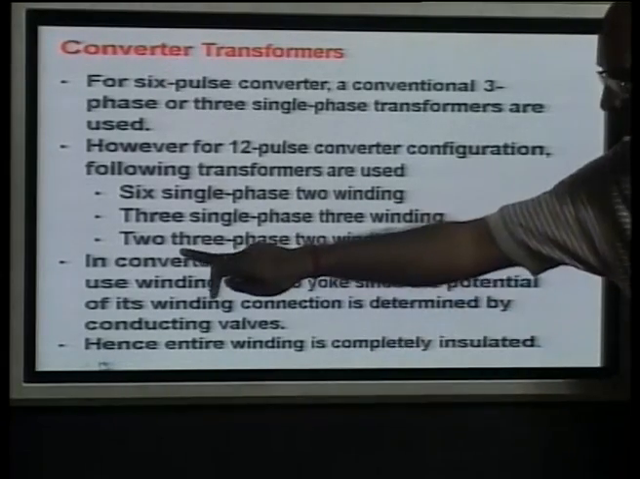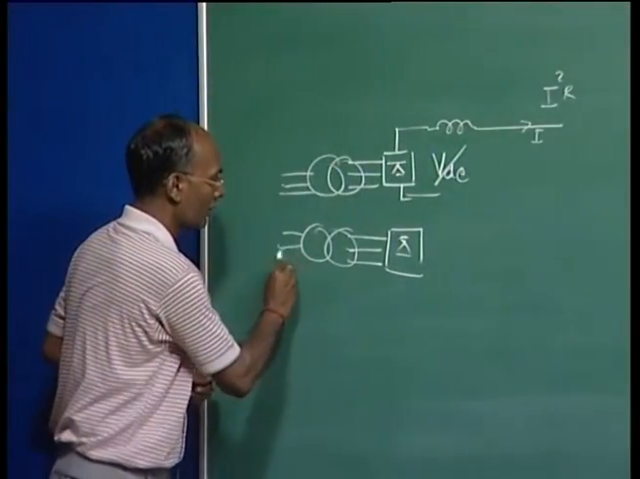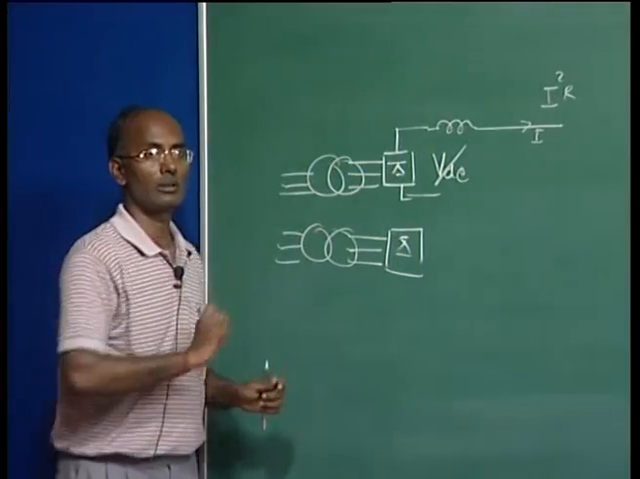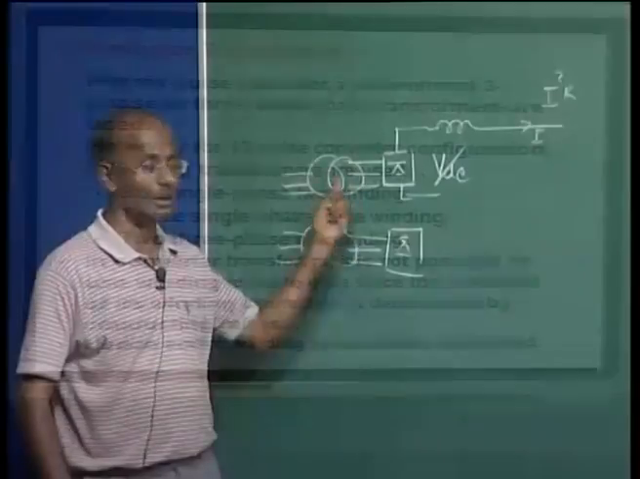Or we can go for 2 three-phase 2 winding transformers, means we are using 2 three-phase transformers with two windings each. This is a primary and secondary, primary and secondary.